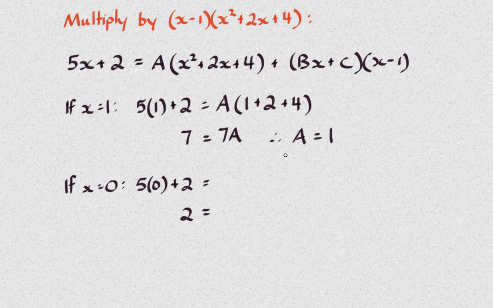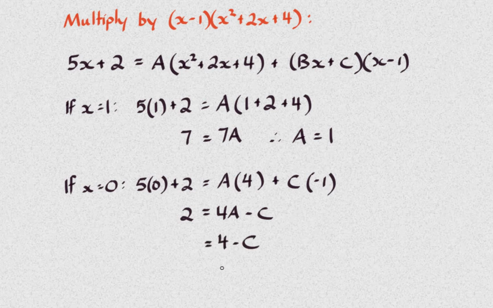And then on the right hand side, okay, we have a outside of 0 squared plus 2 lots of 0 plus 4, so simply 4. Now what happens here? B times 0, that disappears, right? So we just have c multiplied by 0 minus 1, or negative 1. And so therefore 2 is equal to 4a minus c. But we know what a is. A is just 1. And so we can see that c must be 2, right? 4 take away 2 is 2. So we've got a and we've got c.